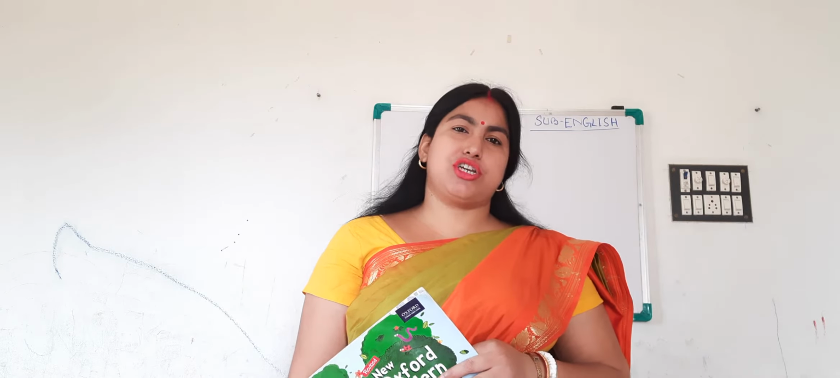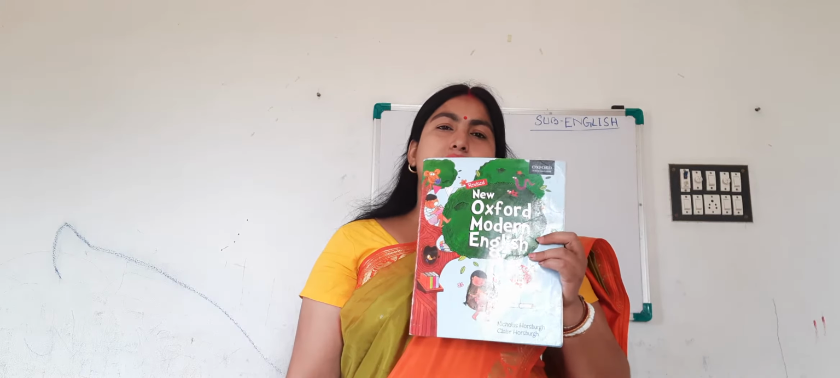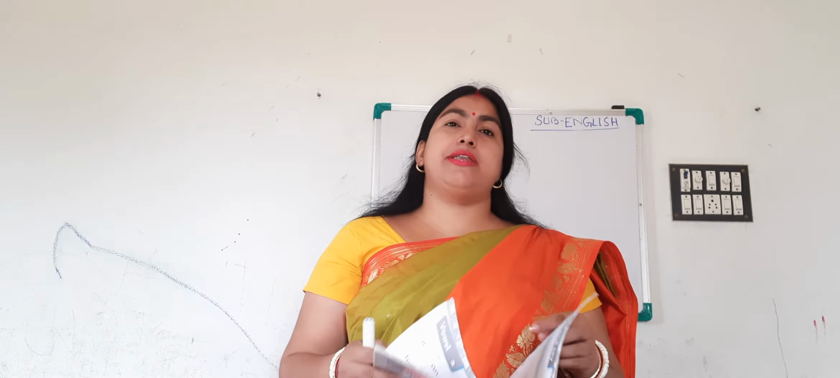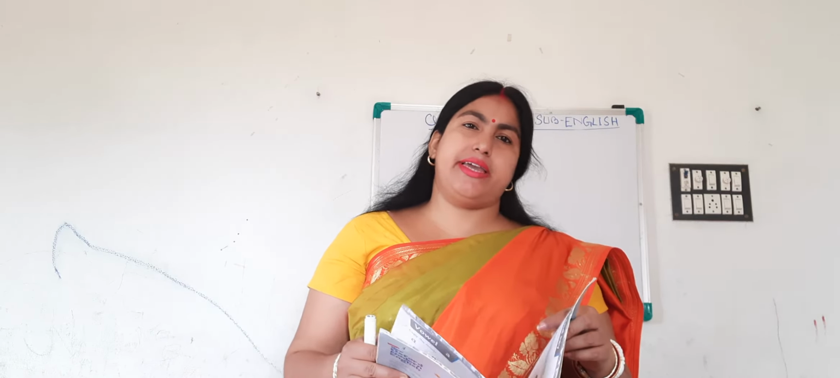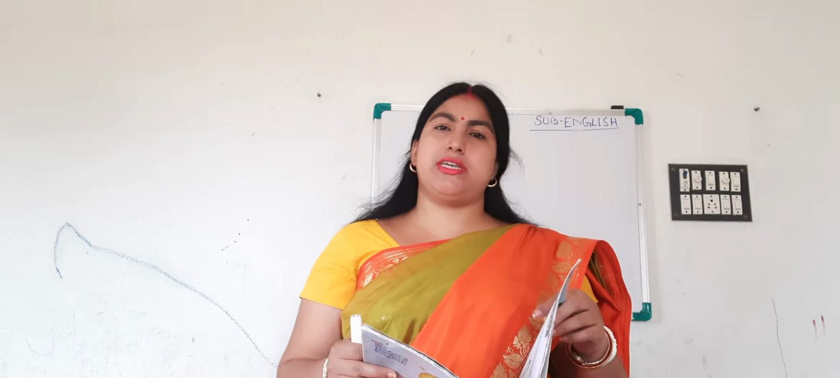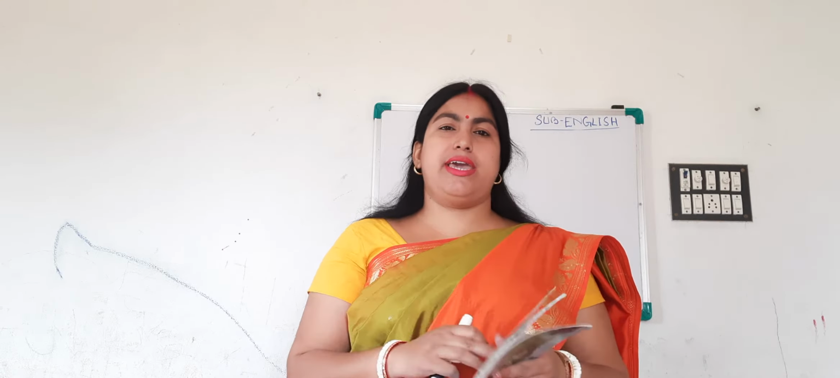Okay, this is your English class, and today we are going to learn again the Oxford Modern English book. Yesterday we learned to write A or N before the words. Where to write A and where to write N. Kothay A boshbe, kothay N boshbe. Shegulo amra kal shikechhilam. Ajke amra shikbo words with A.